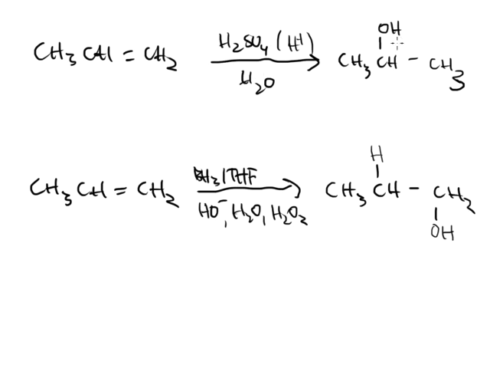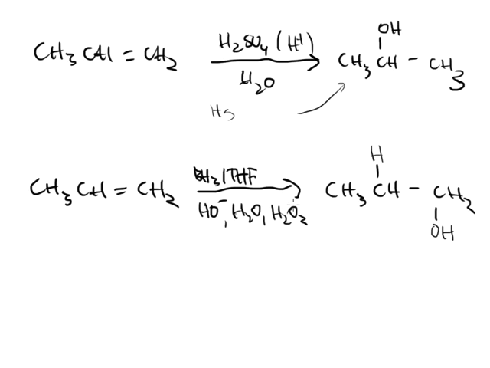H2SO4 in water gives me this product. If I bring in the mercury route, it will also give me that product. It just doesn't prevent rearrangement. It prevents rearrangement. This is the only way I can get OH in that location. It's backward. That's the point of using it.